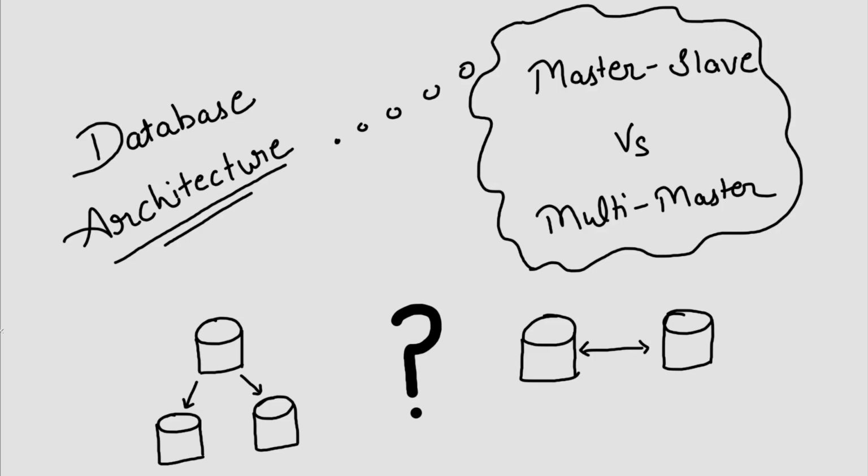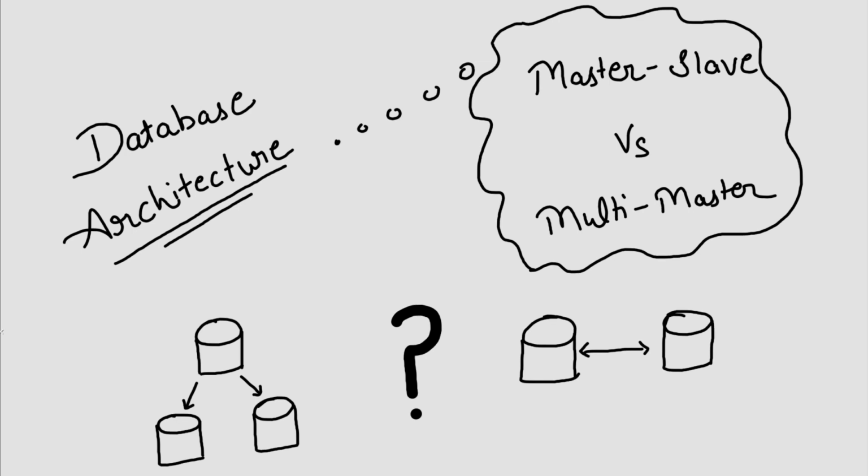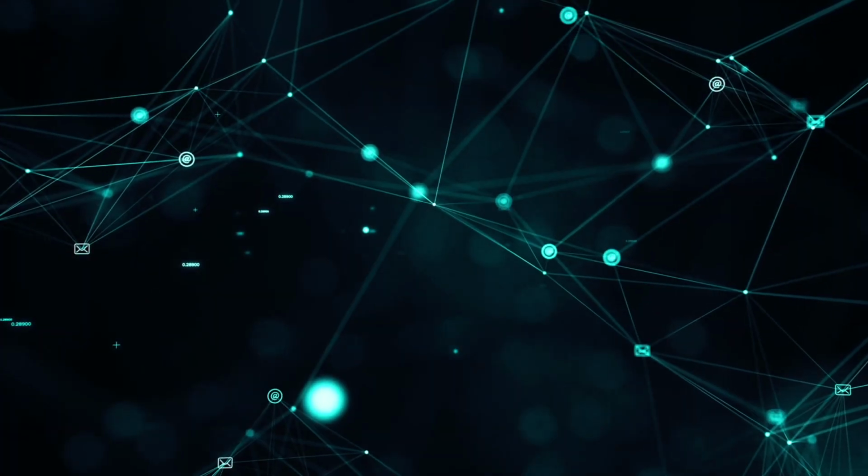So in this video, we'll be talking about the most commonly used database architecture styles. If you are using RDBMS or any NoSQL database, most probably you will be using either of these styles, master slave or multi-master. So yeah, let's take a deep dive into it. Let's start the video.